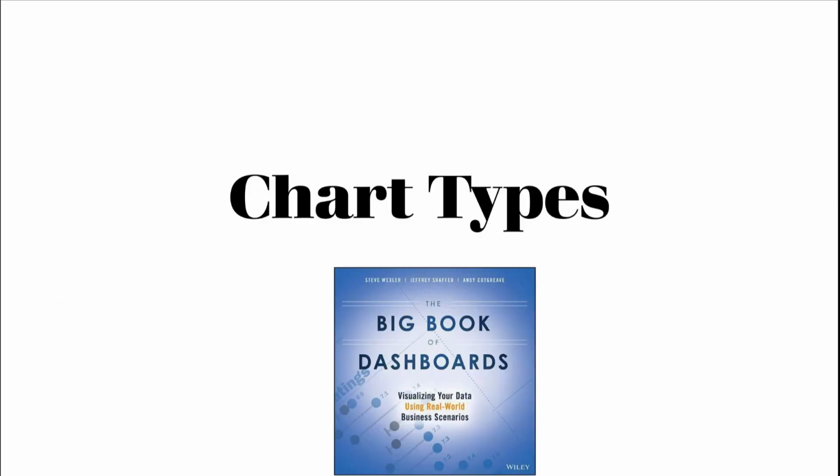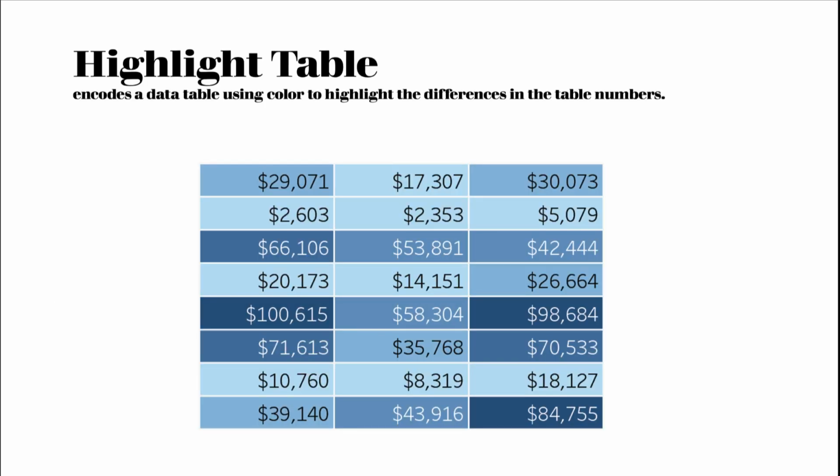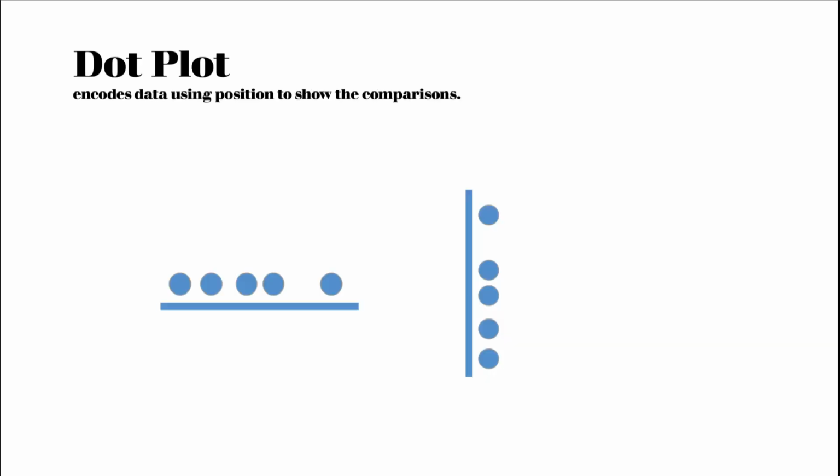So let us start with what type of charts we're talking about. If you have data represented in a table, you can use a colored highlighted table to emphasize the data. Here you can see cells pop up quickly if they are important. The darker is maybe more important, so the 100,000 immediately appeared here, followed by 98,000, etc. Another type of chart is the dot plot, which uses position to show a comparison.